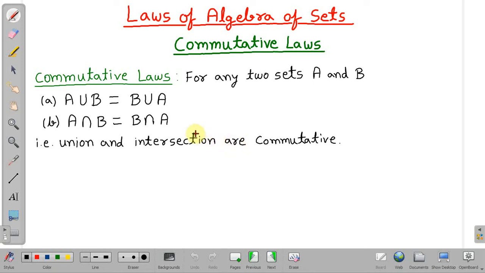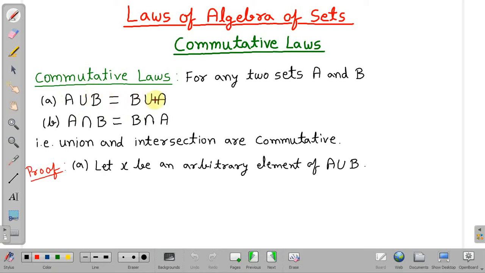See how we can prove it. If we have two sets X and Y, and we can prove that X is a subset of Y and Y is a subset of X, then we can say that X and Y are equal, because both are subsets of each other. The same thing we will try to prove here: we have to prove that A union B is a subset of B union A and B union A is a subset of A union B. Only then can we prove this law. So see how we can proceed.